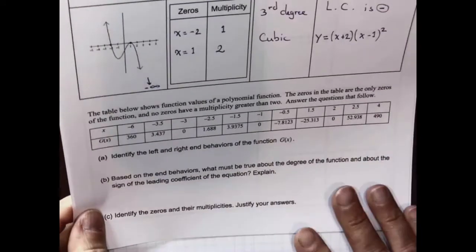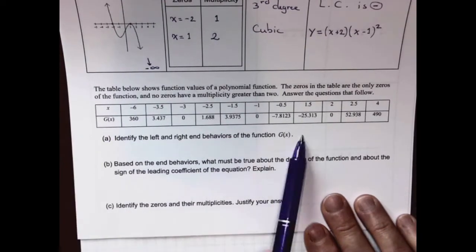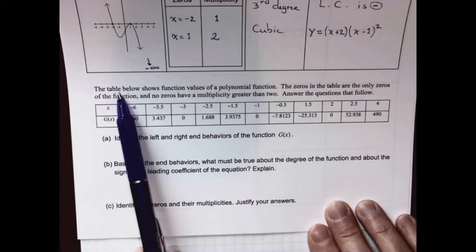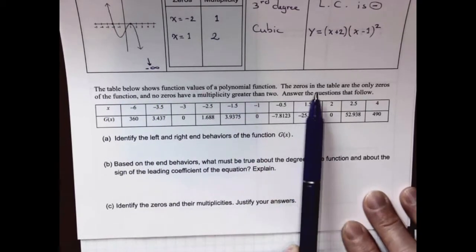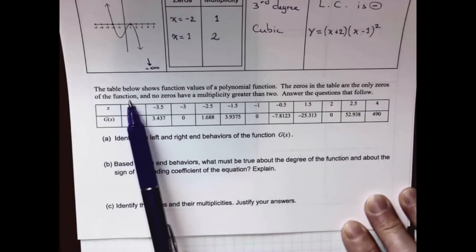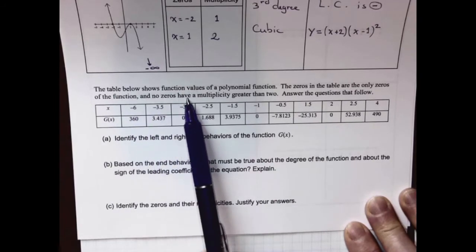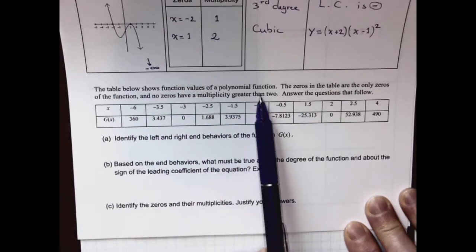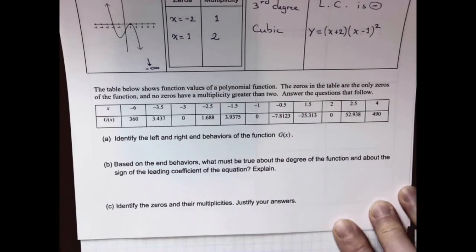Alright, now we're given a table of values, and we have a few things to answer, but first let's check, do we have any information? We are just told it's a polynomial. The zeros in the table are the only zeros of the function, so we know that whatever we see here is what we get. And no zeros have multiplicity greater than 2. So they could have 2, but nothing more than that. And then we need to answer the questions.